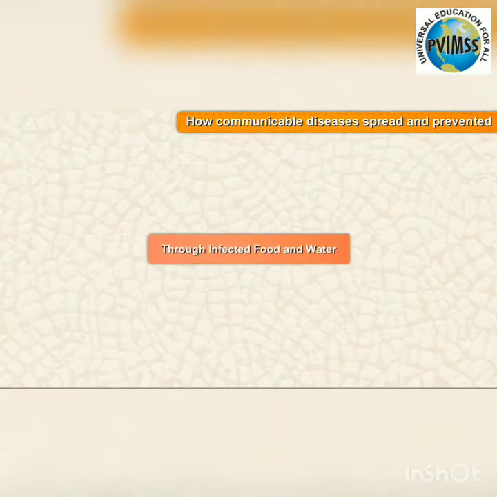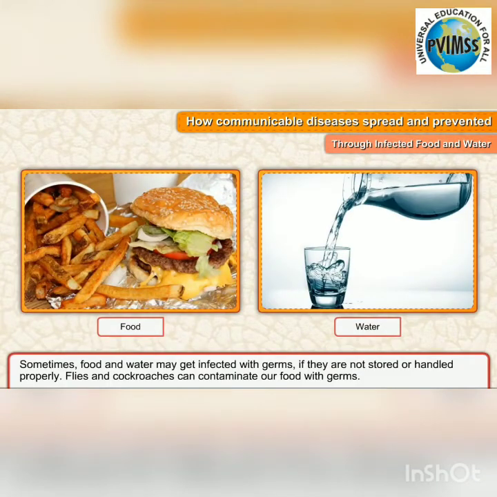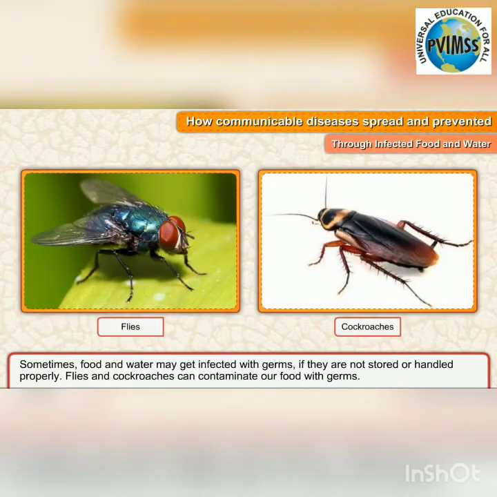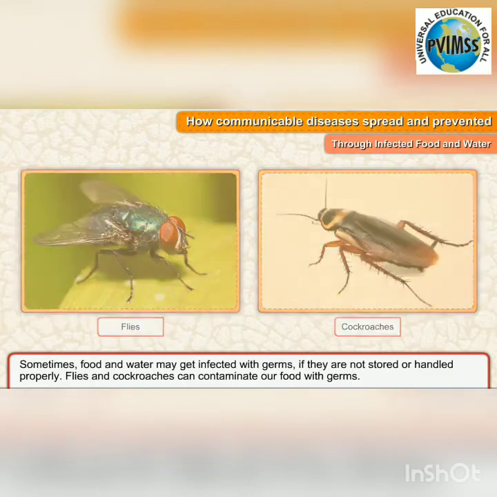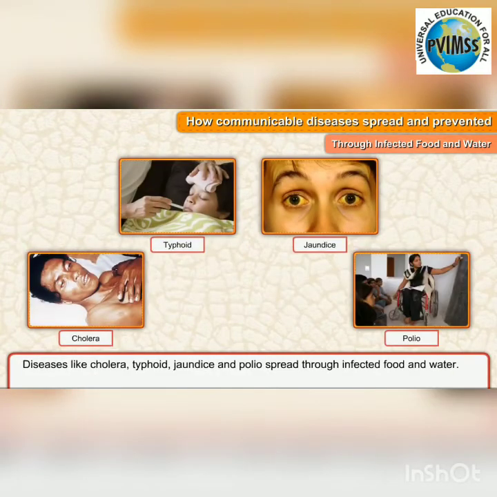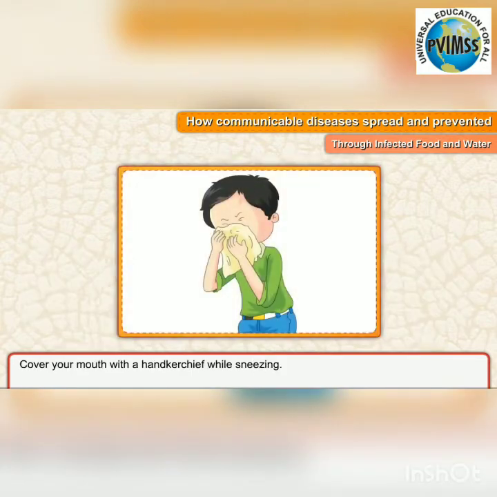Through infected food and water. Sometimes food and water may get infected with germs if they are not stored or handled properly. Flies and cockroaches can contaminate our food with germs. Diseases like cholera, typhoid, jaundice, and polio spread through infected food and water. Cover your mouth with a handkerchief while sneezing.